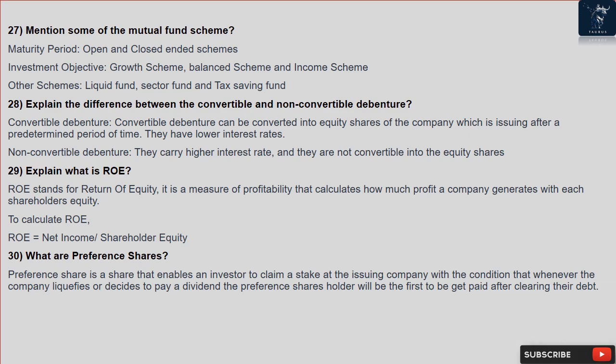29. Explain what is ROE. ROE stands for return on equity. It is a measure of profitability that calculates how much profit a company generates with each shareholder's equity. To calculate ROE, ROE equals net income divided by shareholder equity. 30. What are preference shares? Preference share is a share that enables an investor to claim a stake in the issuing company with the condition that whenever the company liquidates or decides to pay a dividend, the preference shareholder will be the first to get paid after clearing their debt.